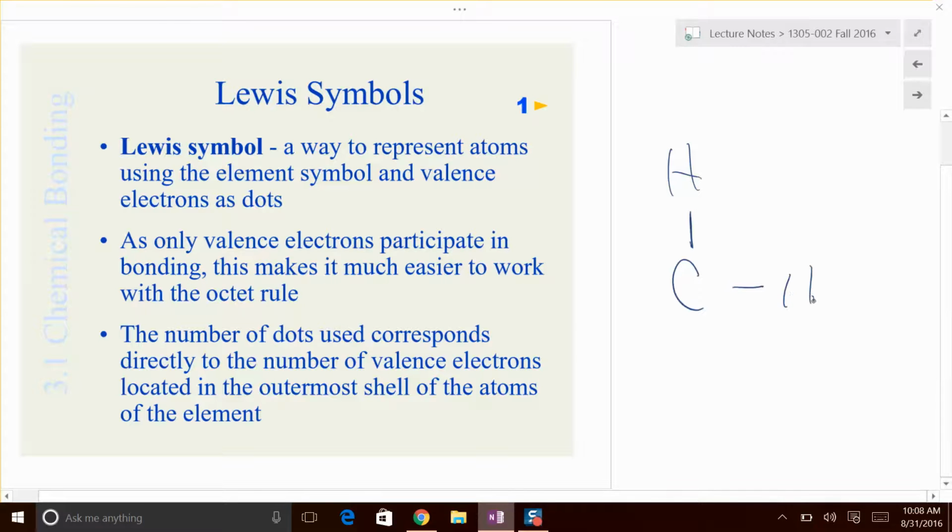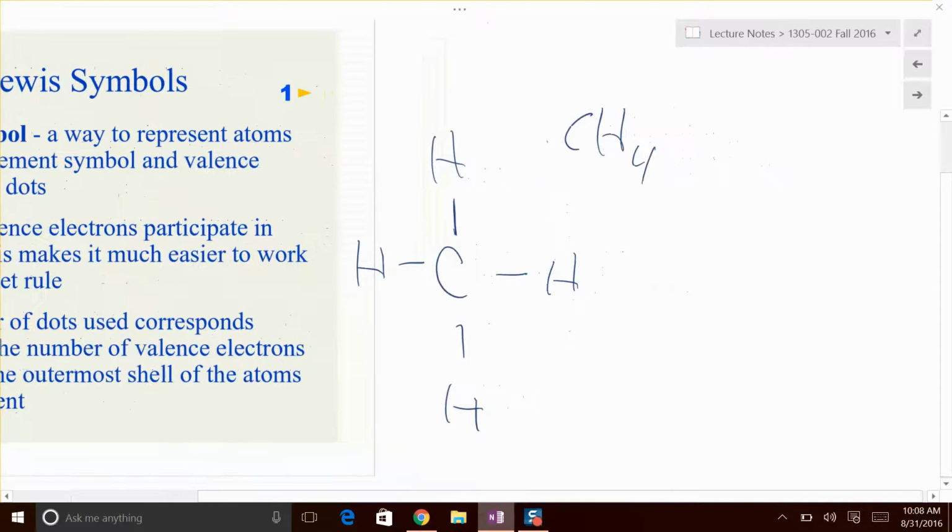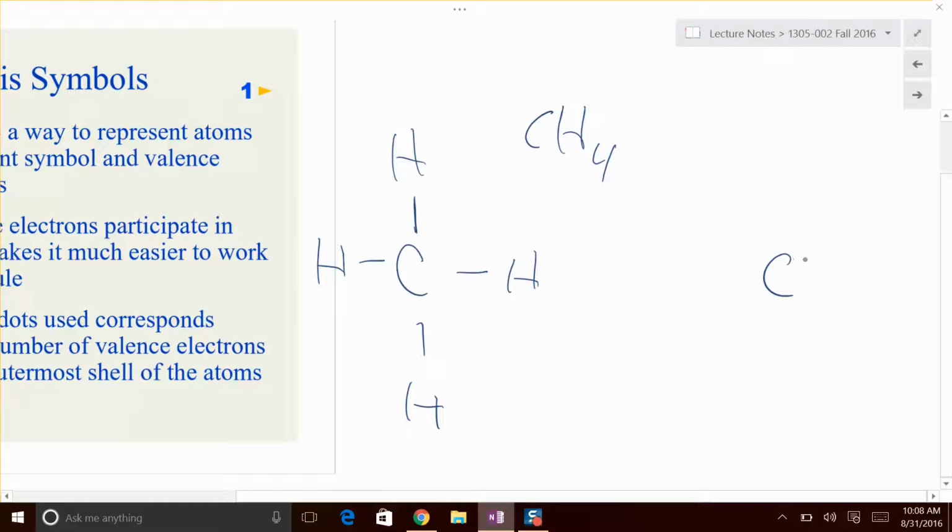So CH4, methane. We would show the carbon bonded to the 4 hydrogens. This is representing what's happening. Now a Lewis dot symbol would be something with just dots instead of hydrogens. Each line represents 2 electrons. So we would show those electrons as dots instead. This would be more of a Lewis dot structure.